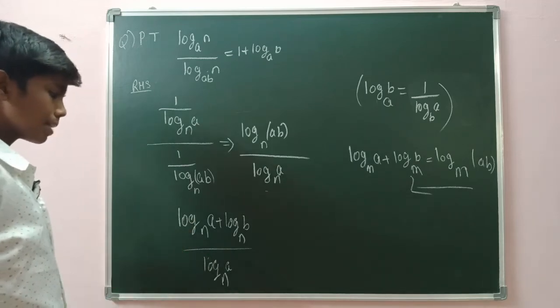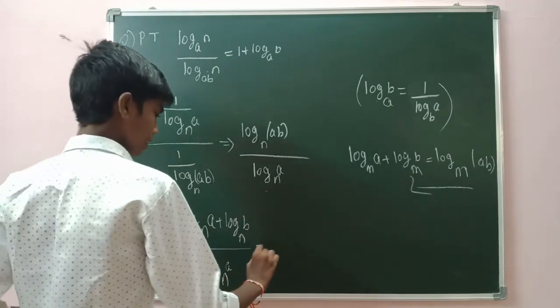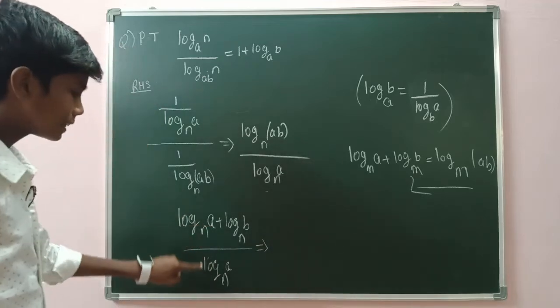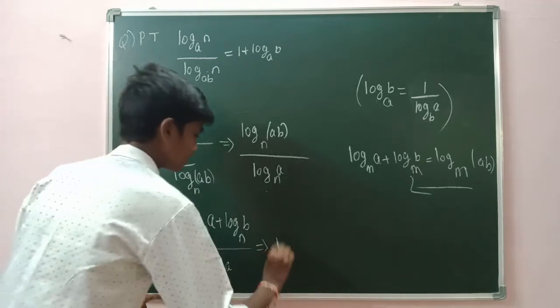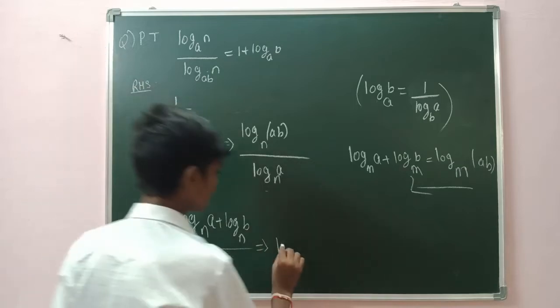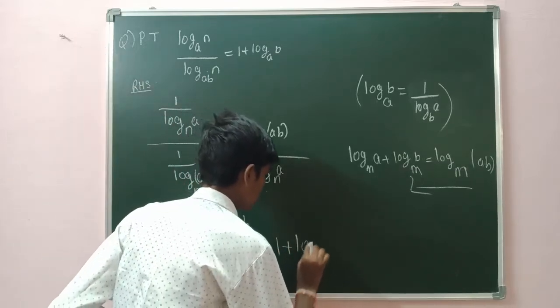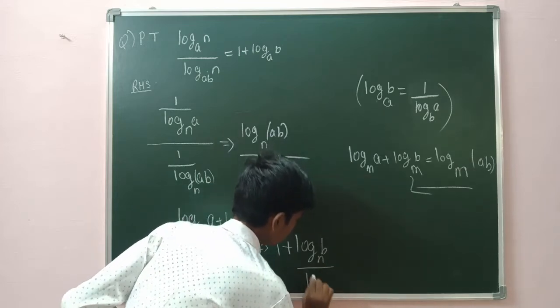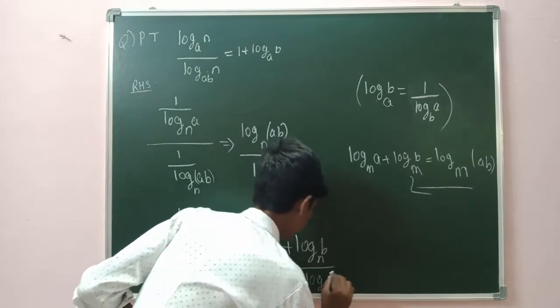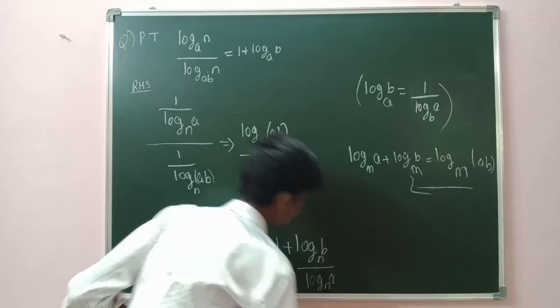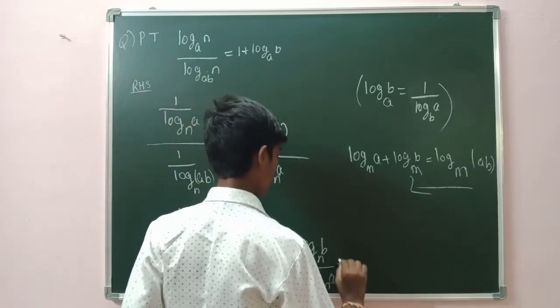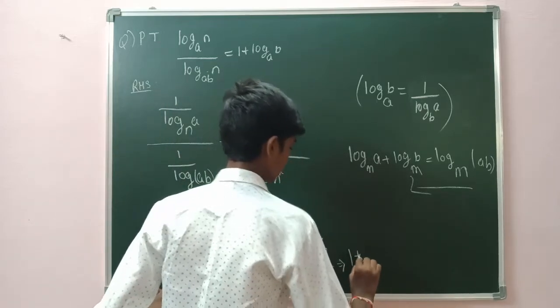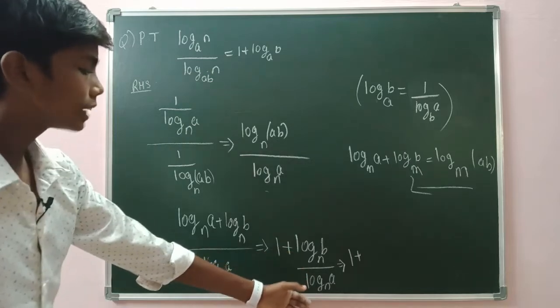Now using the splitting method. When you use the splitting method, I will get log of a to the base n by log of a to the base n, which will be 1. Anyway, it will be cancelled. Then I will get 1 plus log of b to the base n by log of a to the base n. And that is what I will be left with. Therefore, the final answer will be 1 plus log of b to the base n by log of a to the base n.